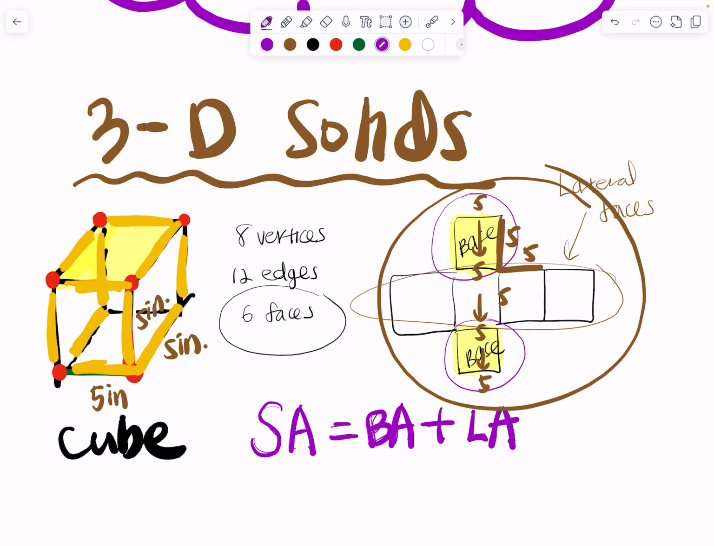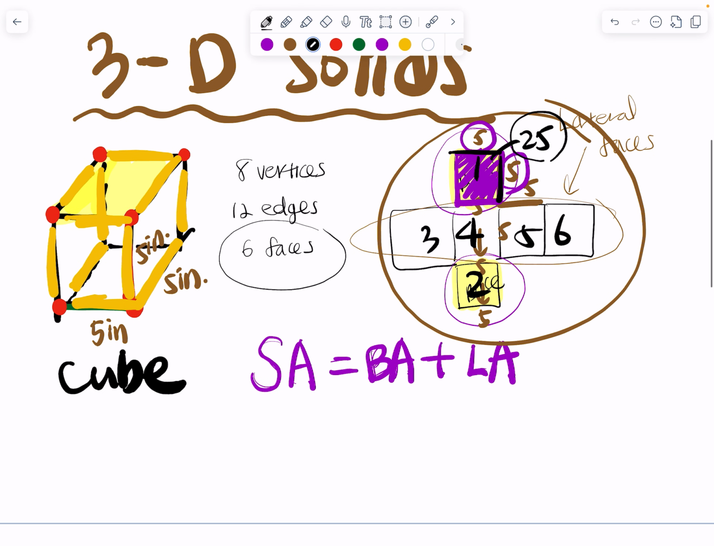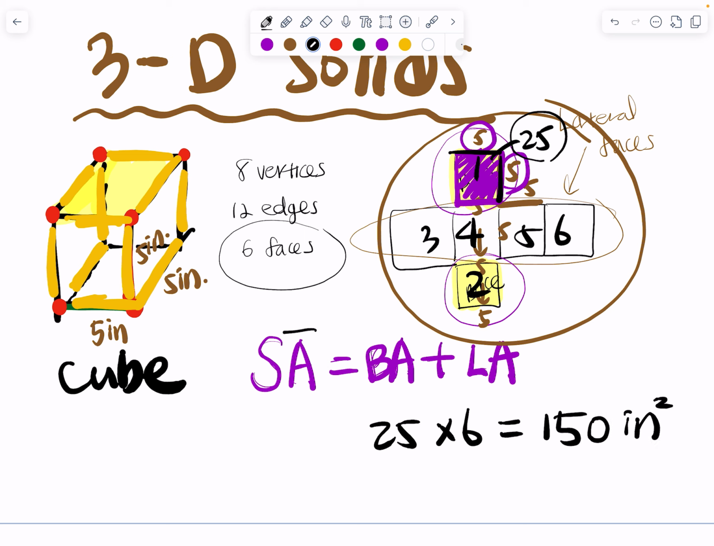Okay, so here we go. You know this one right there is 5 by 5, right? So the area is 25. You know this is a square because it's 5 by 5. How many square faces do you have in a cube? There's 1, 2, 3, 4, 5, 6 of them. Therefore, you will multiply 25 by 6, which is 150. What was the unit? Inch square, because we're talking about area.